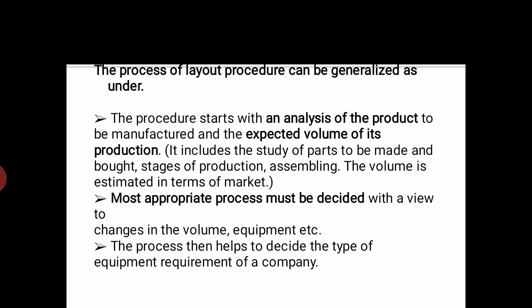The third one is that the process then helps to decide the type of equipment required by a company. Naturally, if out of the X, Y, Z processes I select the X process, then to produce a product with the X process I may require 5 machines or 5 pieces of equipment. So the third point is to decide how many equipment or machines I will require. Only then will I be able to arrange them later.